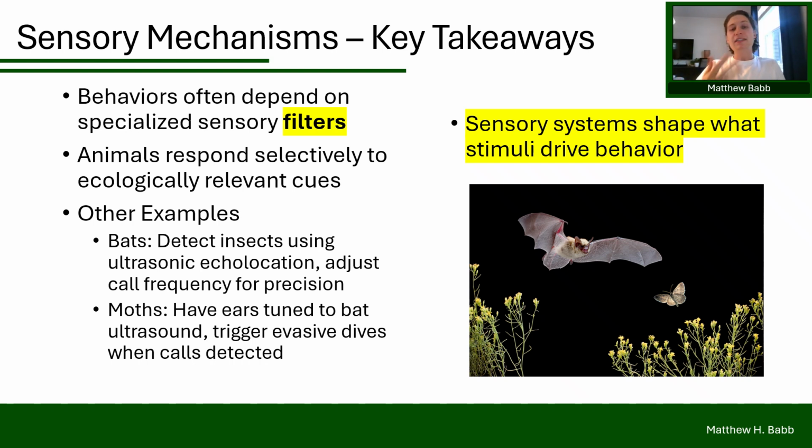And so the big takeaway here is that sensory systems don't passively record the environment like a camera. They're actively shaping behavior, highlighting that certain signals matter more than others, and then causing the animal to pay attention and then respond to those more important relevant signals first.